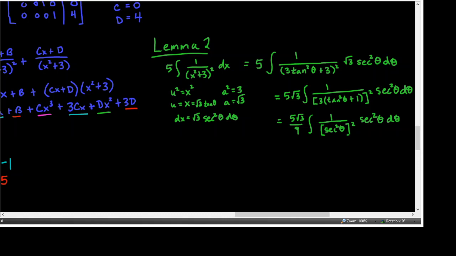And I can cancel one of those secant squared in the denominator with the one in the numerator, leaving a single secant squared theta in the denominator. And I can use a reciprocal identity. Reciprocal of secant is cosine, so that fraction is the same thing as cosine squared theta d theta.